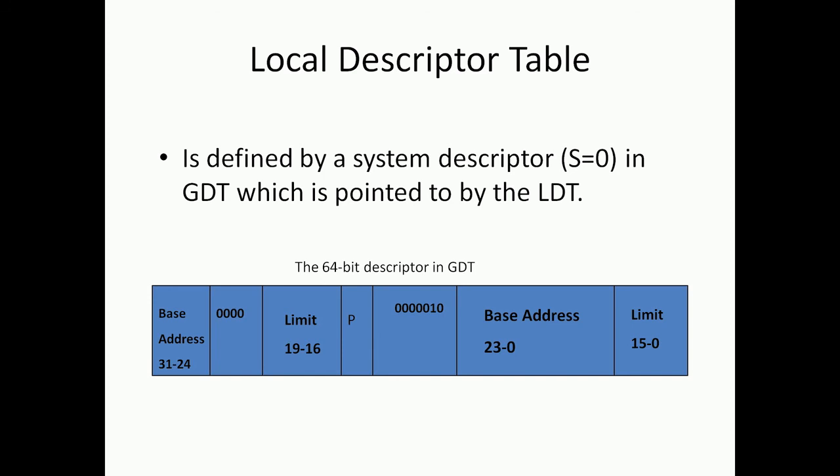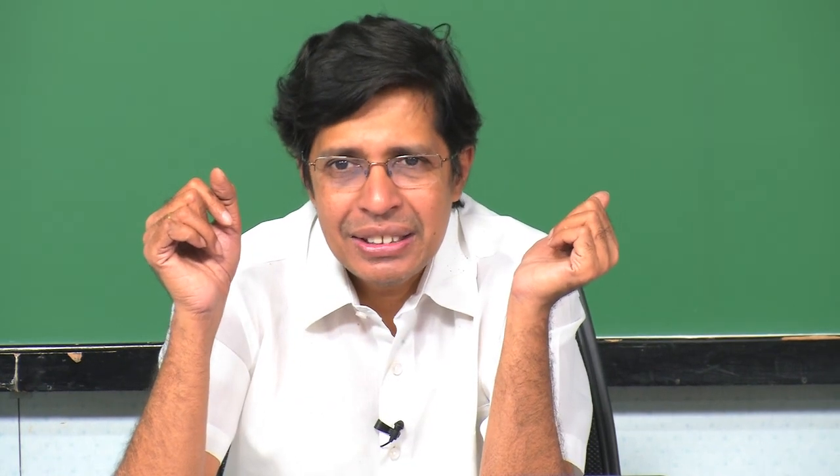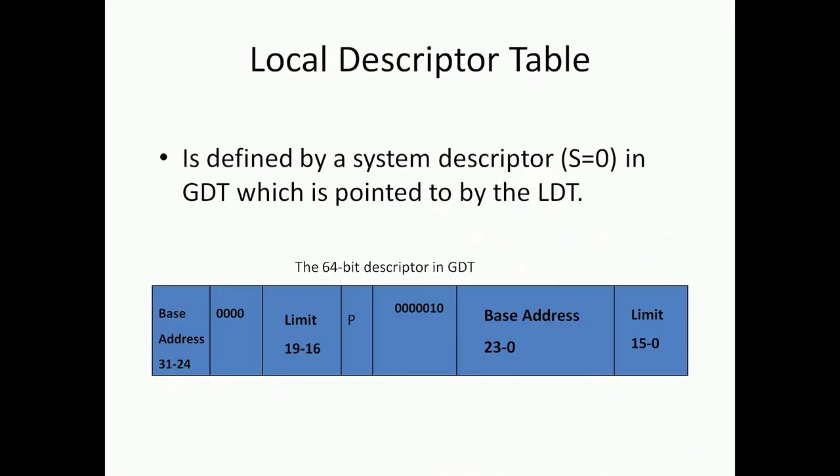20 bits means I can go up to 1 megabyte, and each entry is 8 bytes. So 1 meg divided by 8, I could have 128K LDT entries. So, this is how the LDT goes.